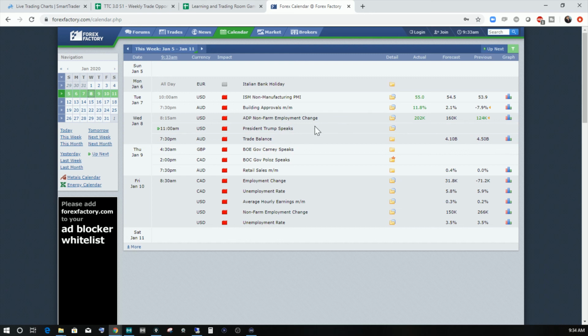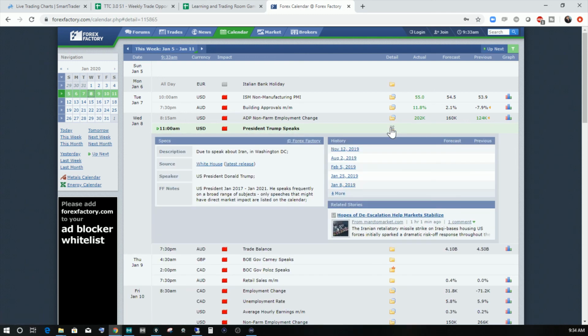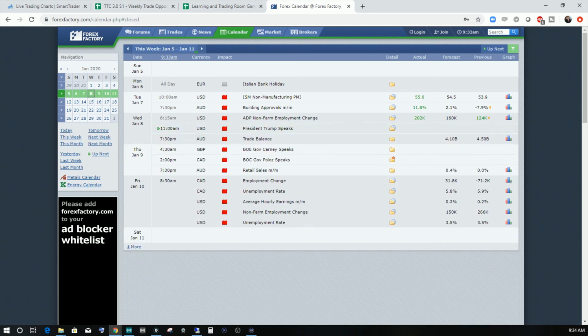And then of course we've got, hey, check this out. This just popped up on the calendar right here. President Trump speaks. Let's take a look right here. Yep, he's due to speak about Iran. So that is definitely taking place at 11 o'clock today. So check out the movement at around about 11. And then don't forget non-farm payroll this week as well, traders. Markets will definitely react to that.